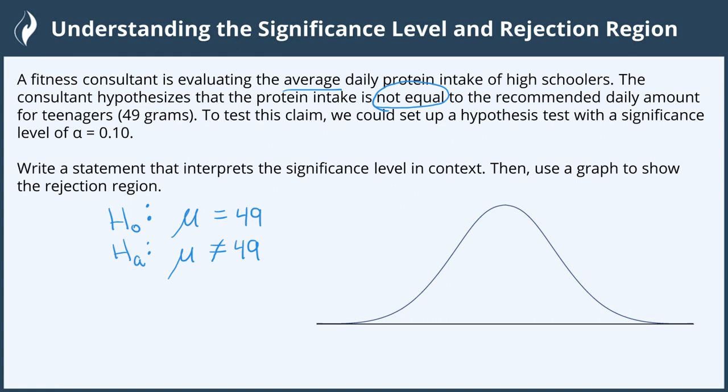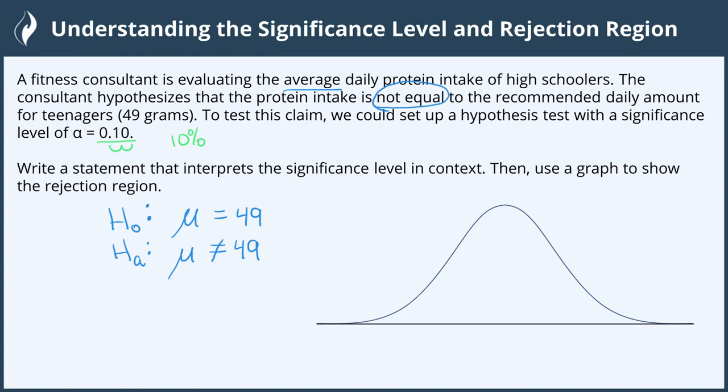Let's discuss the significance level now. We have alpha equaling 0.10. Let's go ahead and change this from its decimal or probability to the percent by moving it 2 place values to the right, making our rejection probability 10%.